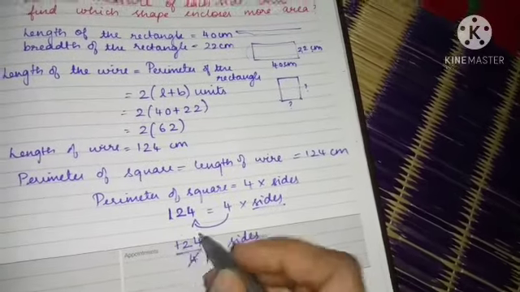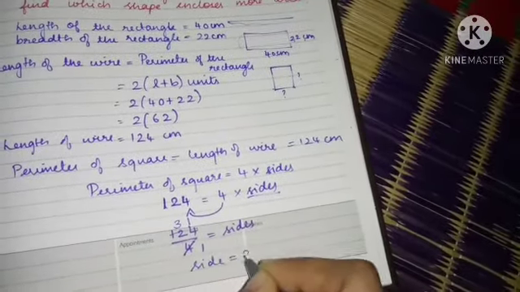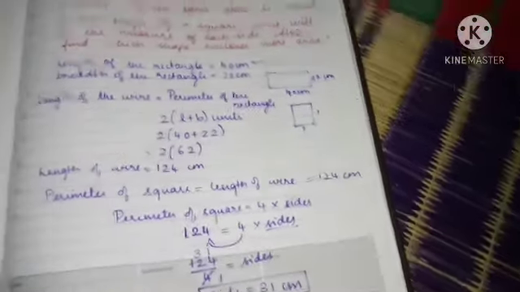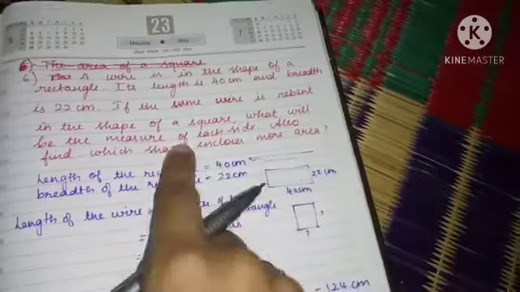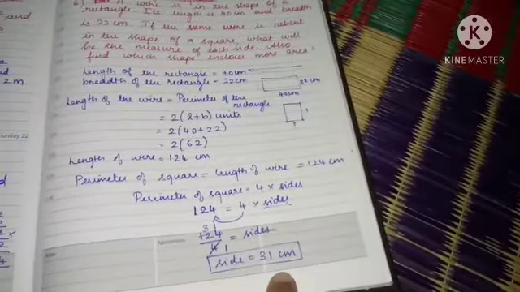4 1s are 4, 4 3s are 12, 4 1s are 4. Our side is equal to how much? 31 centimeter. So what is the side of the square? 31 centimeter. The side is 31 centimeter. Now we have found it, right?